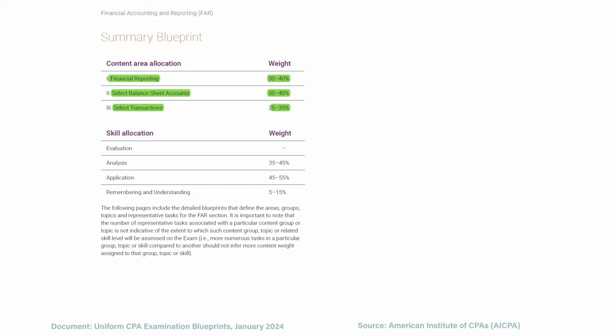In terms of the skill allocation, remembering and understanding is simply regurgitating information, and there's a low amount of this level, 5 to 15%. Application is demonstrating your knowledge of a particular concept, which is a majority of it, 45 to 55%. And then analysis is looking at interconnected relationships to demonstrate your knowledge. This is 35 to 45% of the FAR exam.